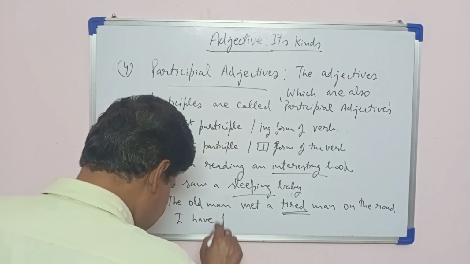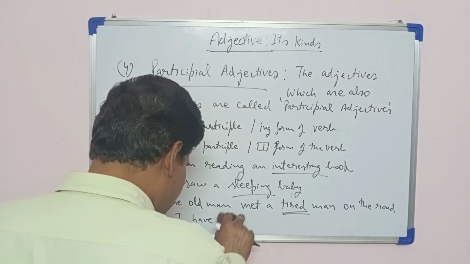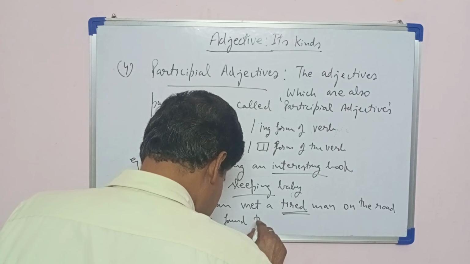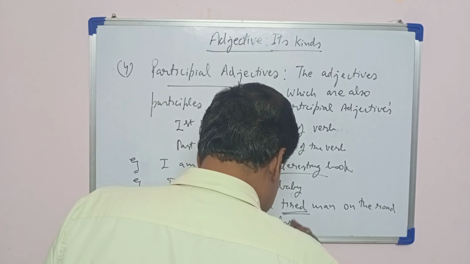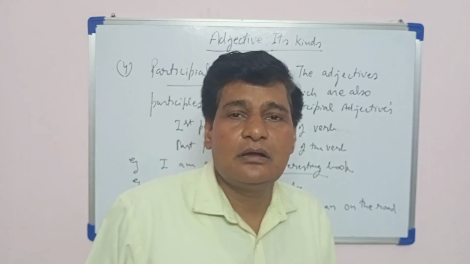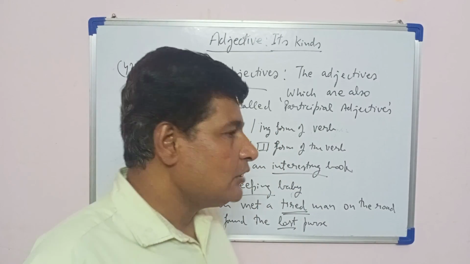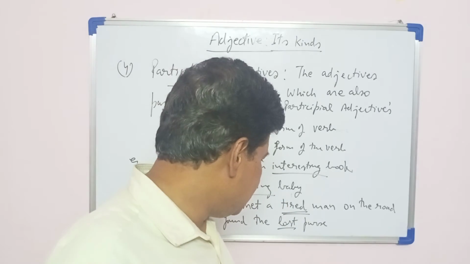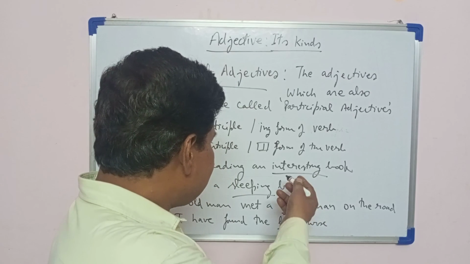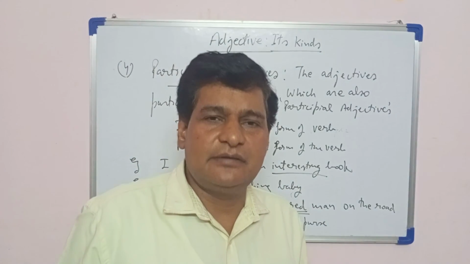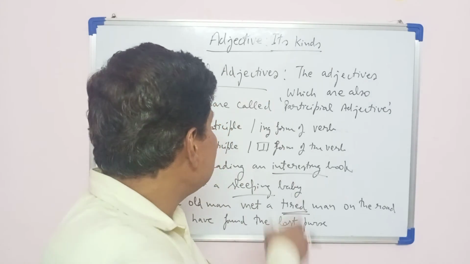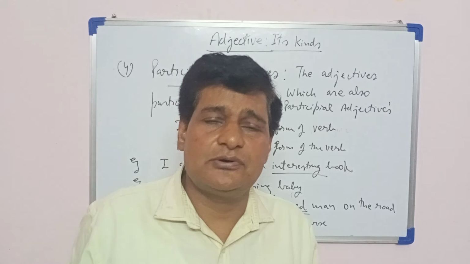I have found a lost purse. In this way you can understand very easily how participles are working here like adjectives. I hope you have understood all the four types of adjectives that we have understood today.